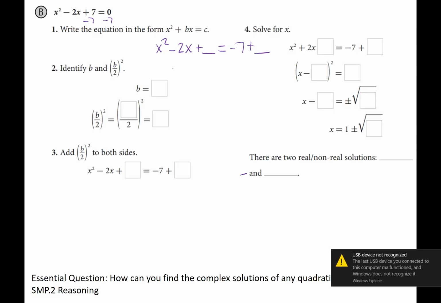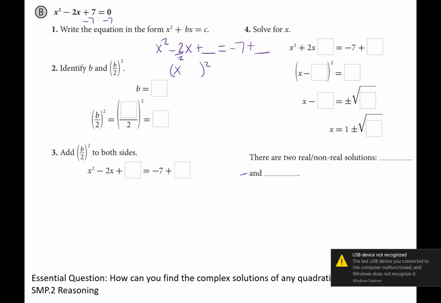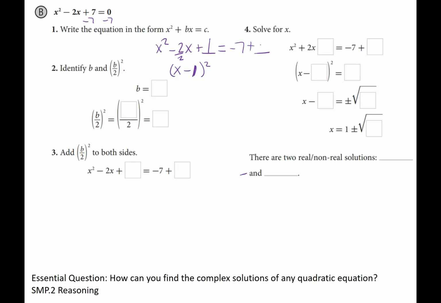Now we're going to set up that cheating factoring. Basically I'm setting up for a binomial, a parenthesis, x, a parenthesis, and a square. Then the rules say we're going to take the middle term and divide it by 2. So negative 2x divided by 2 is negative 1. My hint is right here. I've got to square the negative 1. Negative 1 squared is 1. Equals negative 7 plus 1 is negative 6.